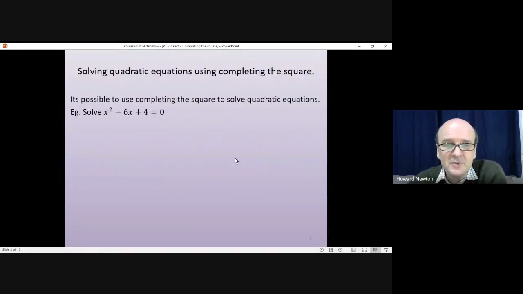I think we'll start straight away with an example for you to have a go at yourselves. So if you watched the first lesson, you should be able to have a good stab at this. So have a go, complete the square on the left-hand side, then try and solve the quadratic equation, having done so. Pause the video, come back to me when you're ready.